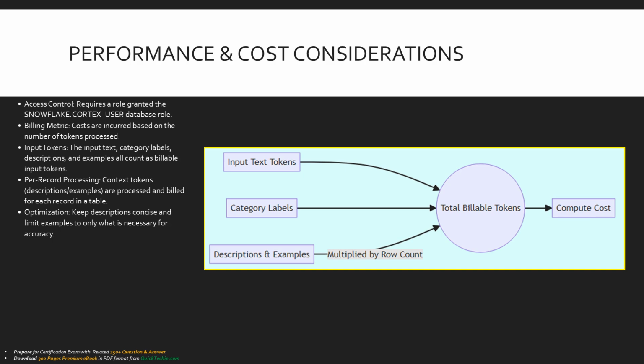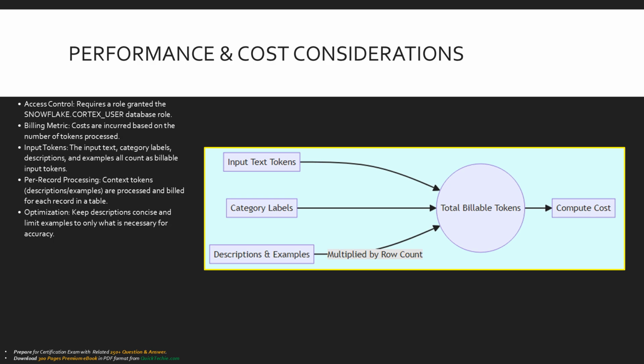If you classify 1,000,000 rows with a massive set of examples, your token count will multiply rapidly. The best practice is to keep your descriptions concise, 1 to 2 sentences, and only use examples if the model struggles with zero-shot classification. Look at this token aggregation diagram.